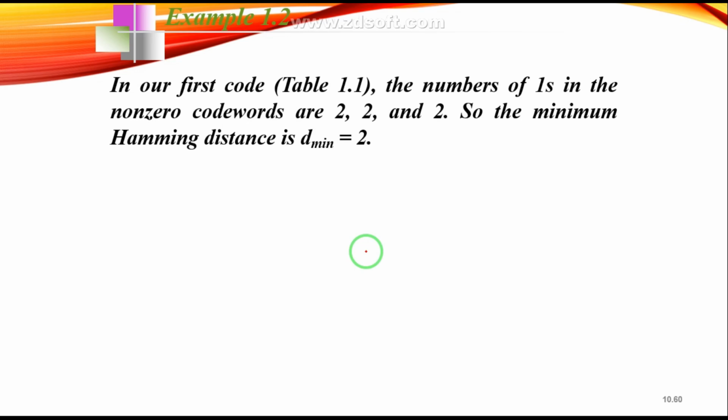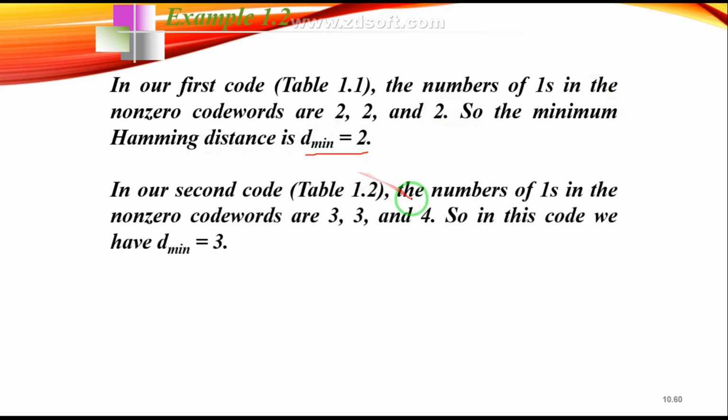Now, in our first table, 1.1, the number of ones in the non-zero code words is 2. So the minimum distance is 2. And similarly, in table 1.2, the number of ones in the non-zero code words are 3, 3 and 4, out of which 3 is the minimum. So in this code, we have a minimum distance of 3.